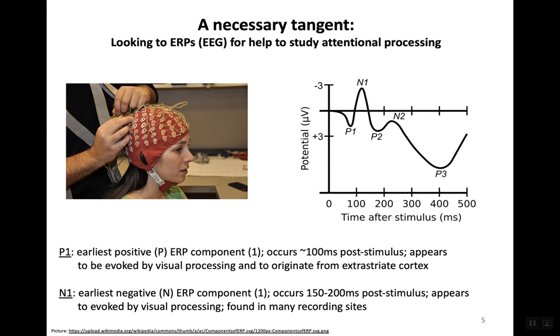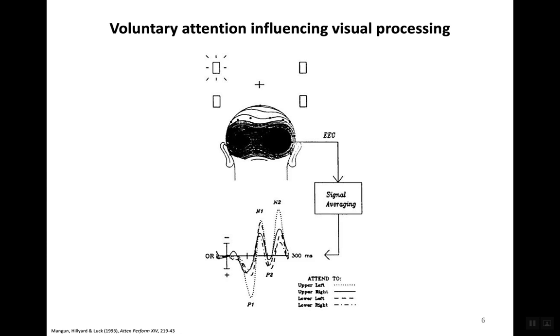So let's be a bit more explicit and think about one way in which we can test this. Well, what we're looking at here is the possibility that attentional engagement might change some properties of these components. And this is exactly what a number of researchers did in the early 90s, including Ron Mangun.